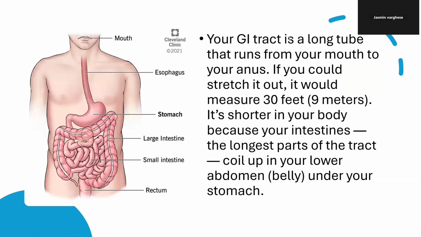The GI tract, that means the gastrointestinal tract, is a long tube that runs from your mouth to your anus. If you could stretch it out, it would measure 30 feet, that means around 9 meters. It's shorter in your body because your intestine, the longest part of the tract, coils up in your lower abdomen, that means in your belly, under your stomach.